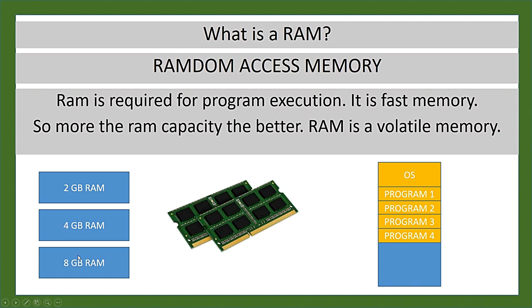So normally if you go to buy a PC in a showroom, the executive will ask you what configuration you're looking for. If you don't answer, then he will come up with his own configuration and tell you, okay, go for a Core i processor and 4 GB RAM or 8 GB RAM. And suppose you tell him, okay, I want to run Photoshop, or I'll be working on Photoshop. Now, Photoshop is a very heavy application.